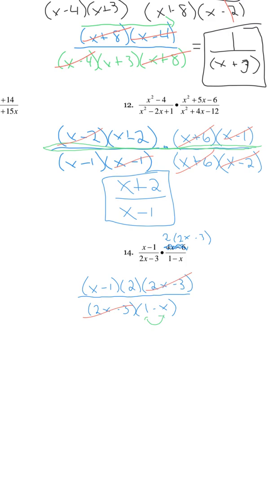So because they're opposites, they make negative 1. So we're going to cross out x - 1 and 1 - x, but we're going to leave behind a negative 1. So negative 1 and 2 is all that's left, and those will multiply together. So your final answer is just negative 2.